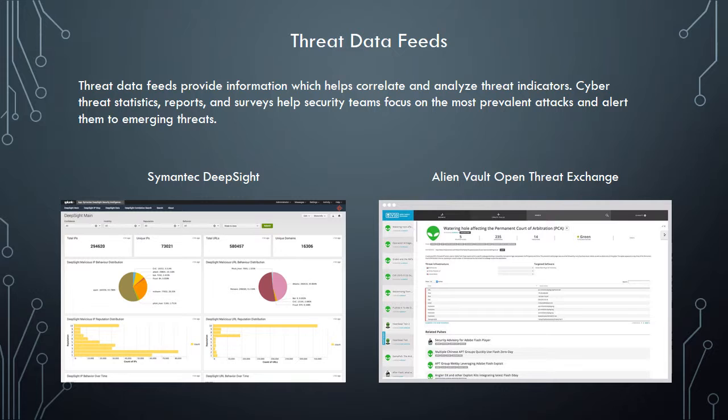Next up would be our second category, threat data feeds. Fortunately, HIC Inc. is currently contracting with Symantec and their DeepSight feeds to fulfill this category. Threat data feeds provide information which helps correlate and analyze threat indicators. So we take the first category and we use these two. We use Symantec DeepSight and we couple it with AlienVault Open Threat Exchange, which is free, by the way. So we couple these two and we gain more information. We learn how to analyze all the information we got from the first category, and here it helps us separate.